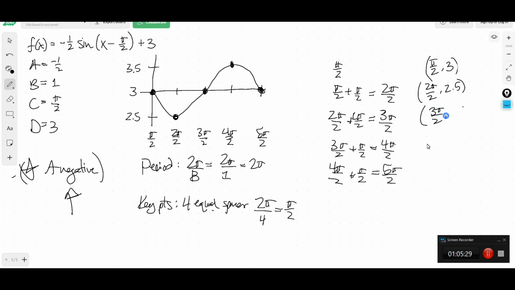3 pi over 2. Just fill these in real quick. Alright, 3 pi over 2 is the middle point. That is again back at 3.